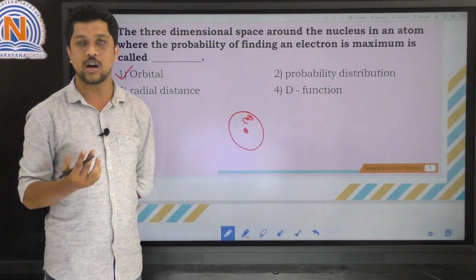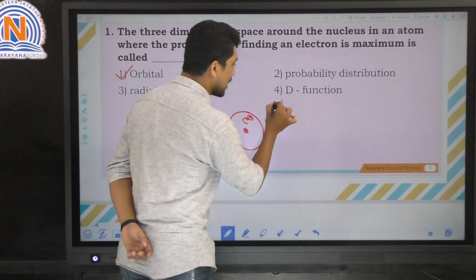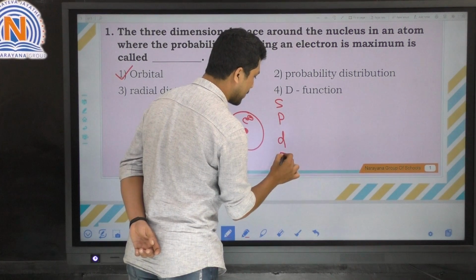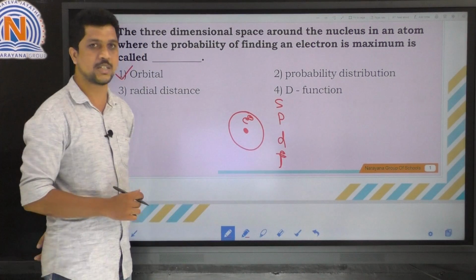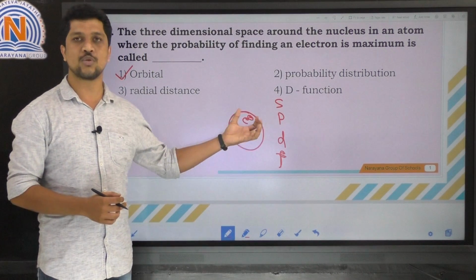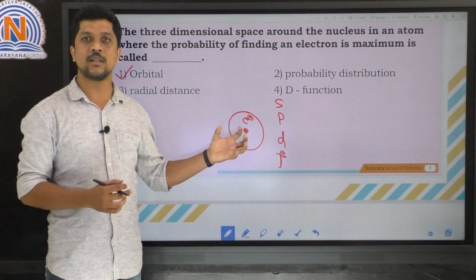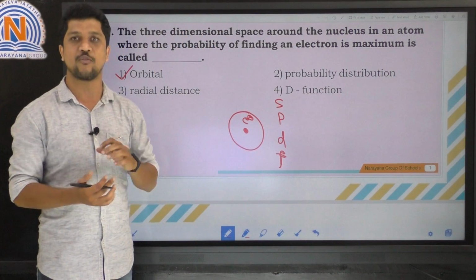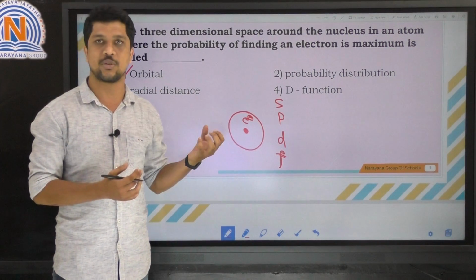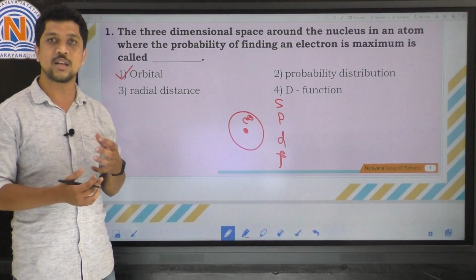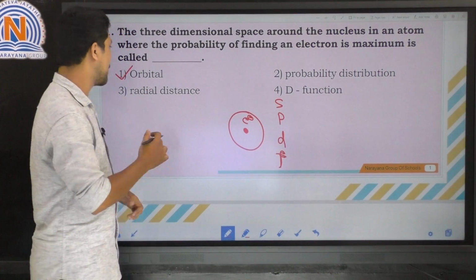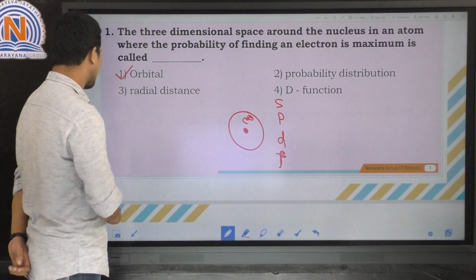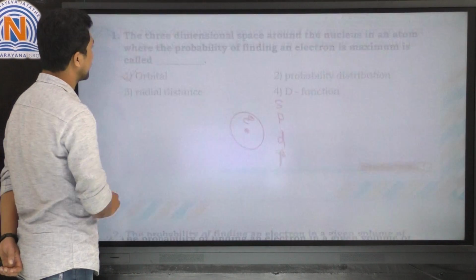We know that there are four orbitals present. Those are s, p, d, f. These four orbitals have different shapes, and those are all three-dimensional shapes. So in this space only we can find the more number of electrons. Generally that space is called orbitals. So the correct option is the first option. Let's move on to the next question.